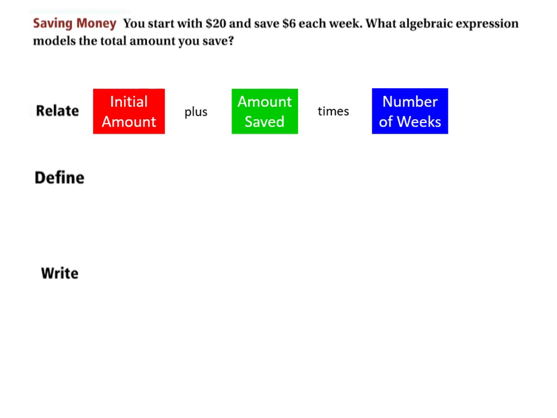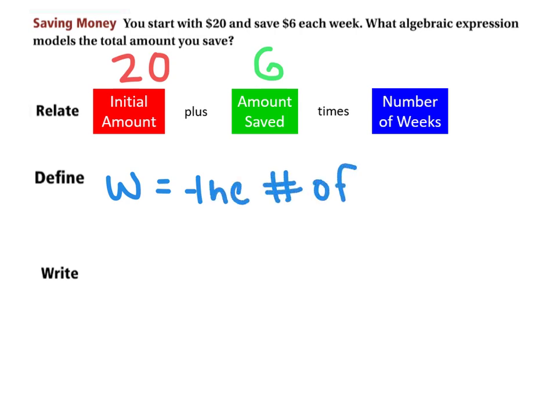The first example says you start with $20 and save $6 each week. What algebraic expression models the total amount you save? Now, if we want to relate these relationships, you should copy this down. We could say the initial amount plus the amount saved times the number of weeks. Now, we know that the initial amount is $20 and the amount saved per week is $6. However, what we don't know is the number of weeks. So for this example, I'm going to let W equal the number of weeks.